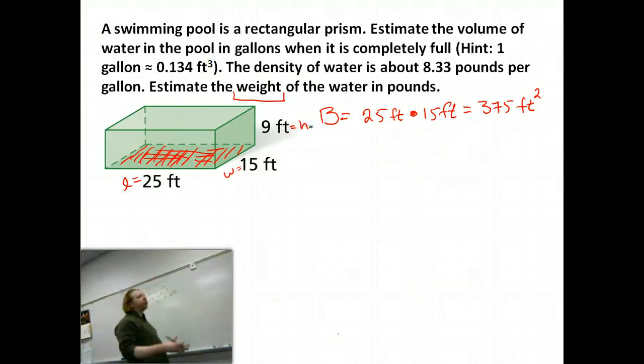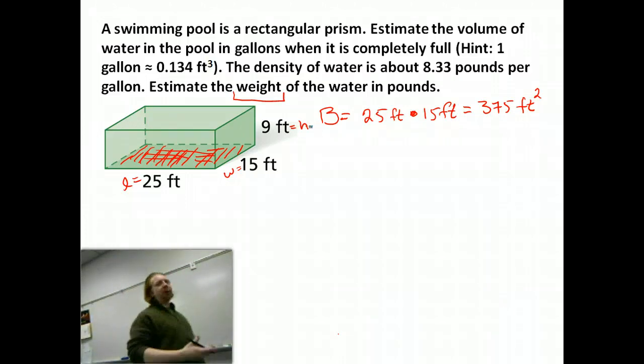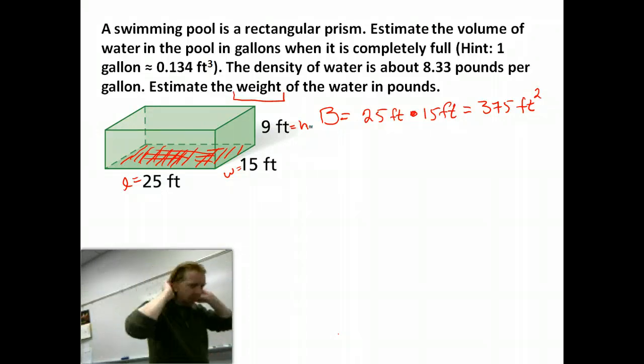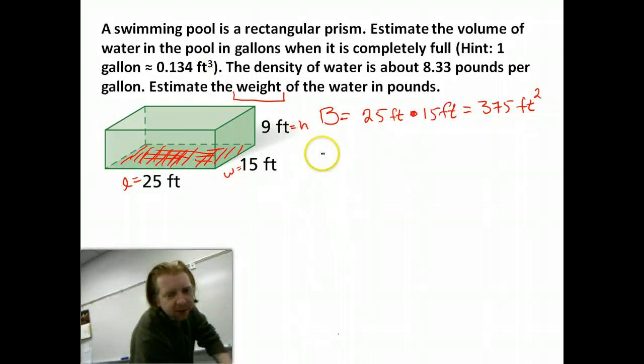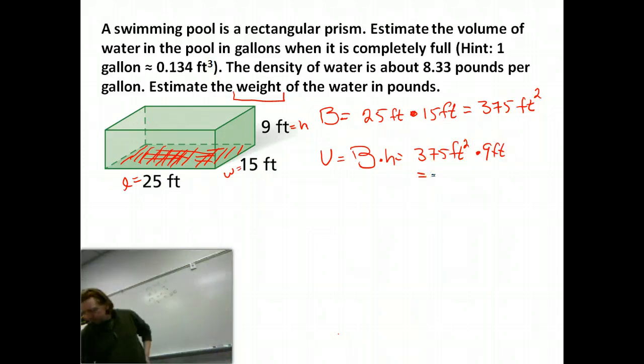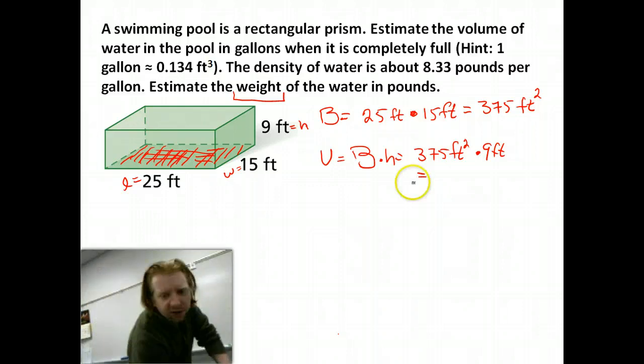Again, this also gets to one of the reasons why I like using the rectangular prism first, to get the context of the area of the flat part at the bottom times how tall it is. And then you don't get caught up with which is length, which is width, and all that jazz. So now I've got that. Volume is the area of whatever the base is times how tall it is. So that's going to be 375 square feet times 9 feet, which gives me a volume of 3375, and that's in cubic feet.